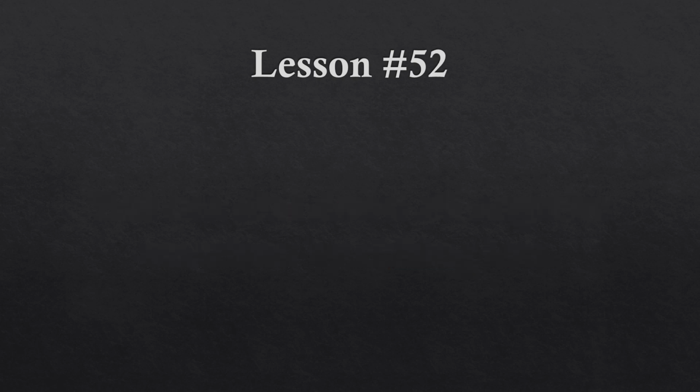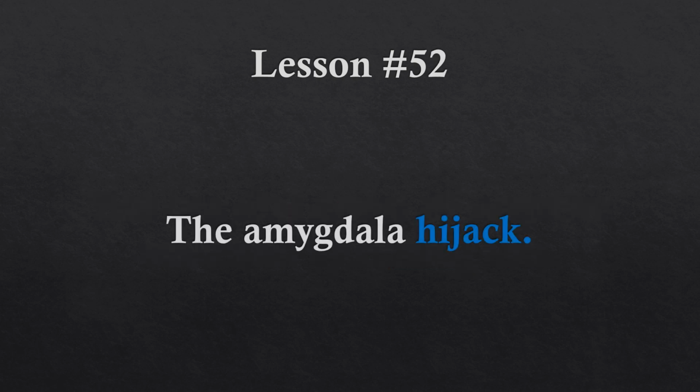Lesson number 52. The amygdala hijack. When traders are desensitized to risk and begin to risk way beyond what's considered to be the appropriate risk level, the danger-sensing part of the brain will sabotage the trader's behavior as a defense mechanism. The part of the brain that does this is called amygdala, and it resides in a brain region called limbic system, which is responsible for emotions, roughly speaking.